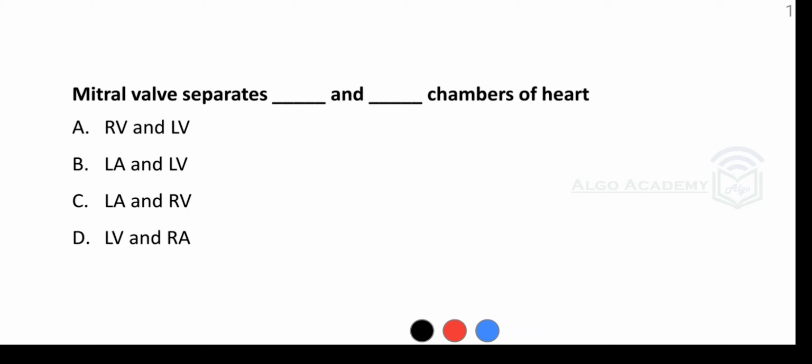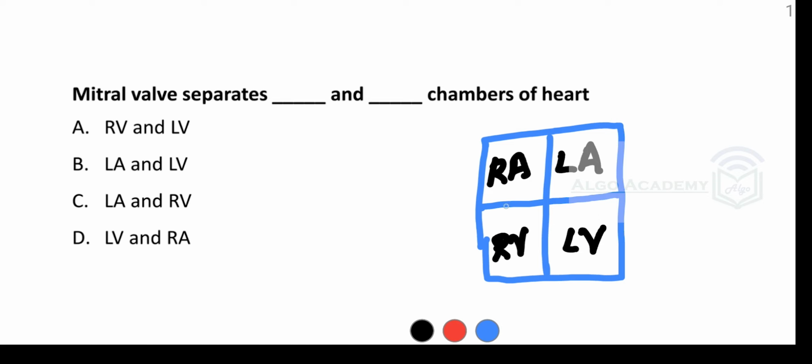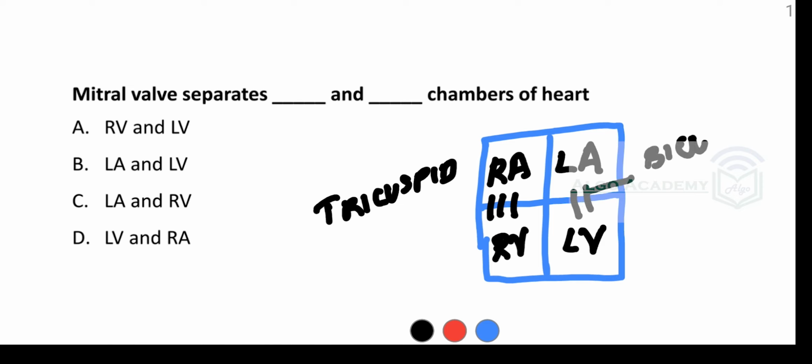The mitral valve separates dash and dash chambers of the heart. So we will draw the diagram of the heart. This is the right atrium, this is the left atrium, this is the right ventricle, and this is the left ventricle. Between the right atrium and right ventricle we have the tricuspid valve. It has three cusps, tricuspid. Between the left atrium and left ventricle, we have the bicuspid valve.